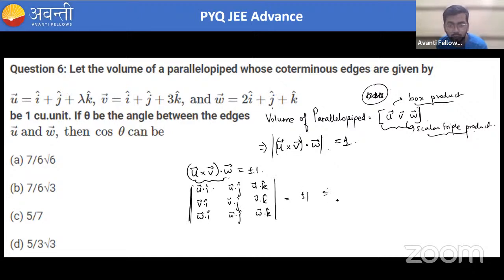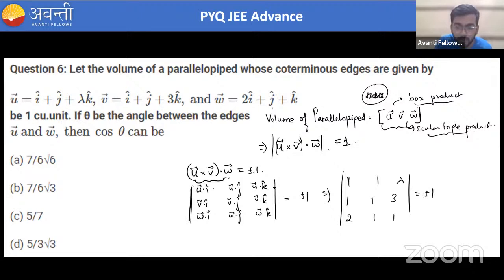So also this will be equal to the determinant where u bar is i cap plus j cap plus lambda k cap, and the dot product with i cap will be 1. Similarly, for u bar dot j cap it will be 1, and then it will be lambda here. For v bar it will be 1 1 3. For w bar it will be 2 1 1. And this determinant should be equal to plus minus 1.